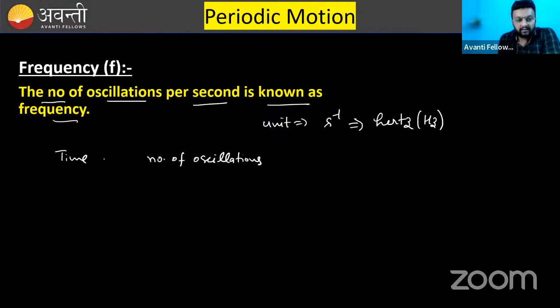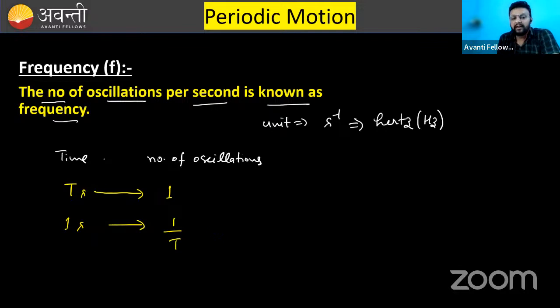What I am saying, in time t, do you remember what this time t is? Capital T is what? Time period. T is the time in which one oscillation is completed. So in time t, one oscillation is completed. In time t, number of oscillations are what? One. So in 1 second, how many oscillations will be completed? You will say 1 by t.